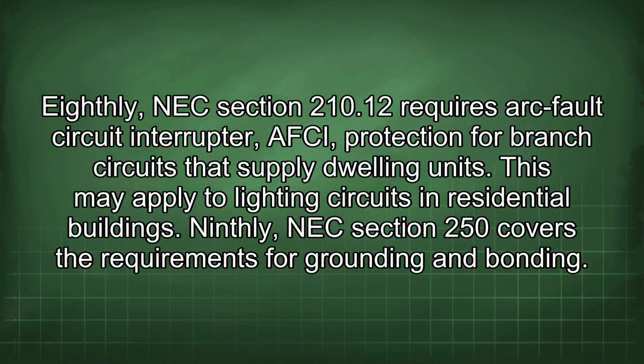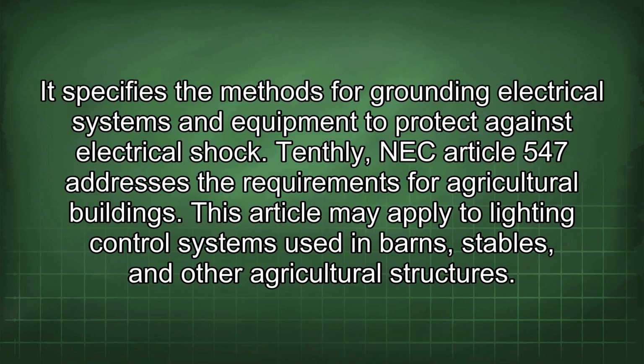Eighthly, NEC Section 210.12 requires arc fault circuit interrupter (AFCI) protection for branch circuits that supply dwelling units. This may apply to lighting circuits in residential buildings. Ninthly, NEC Section 250 covers the requirements for grounding and bonding. It specifies the methods for grounding electrical systems and equipment to protect against electrical shock.